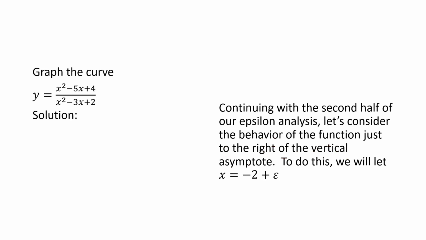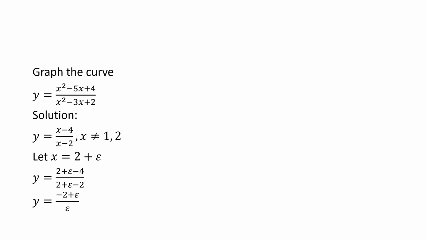Continuing with the second half of our epsilon analysis, let's imagine that we let x equal 2 plus epsilon. So plugging in 2 plus epsilon, we get 2 plus epsilon minus 4 over 2 plus epsilon minus 2, and we end up with -2 plus epsilon over epsilon.